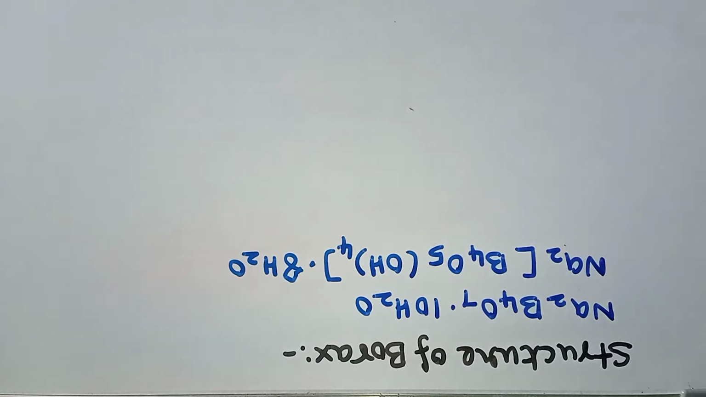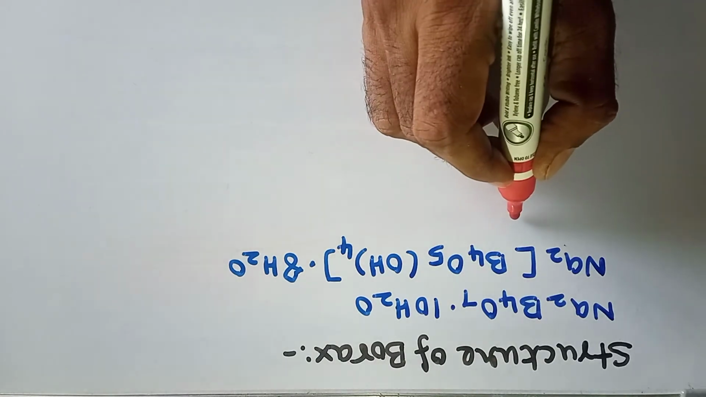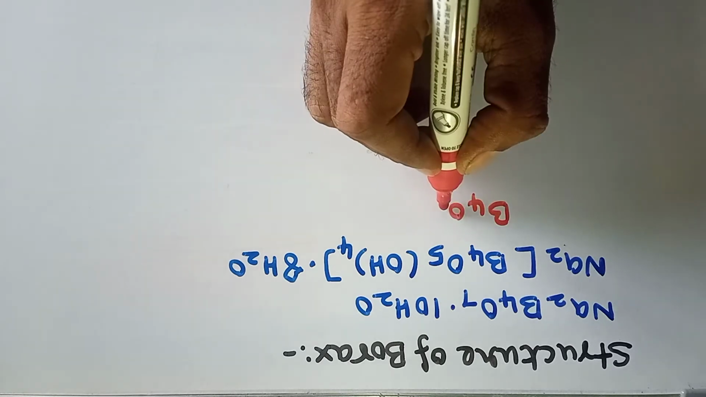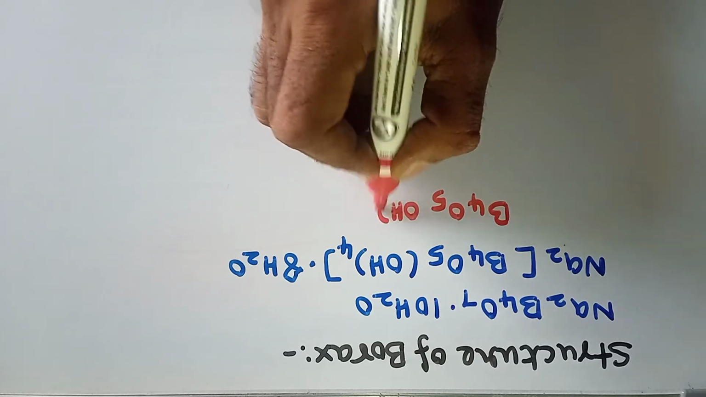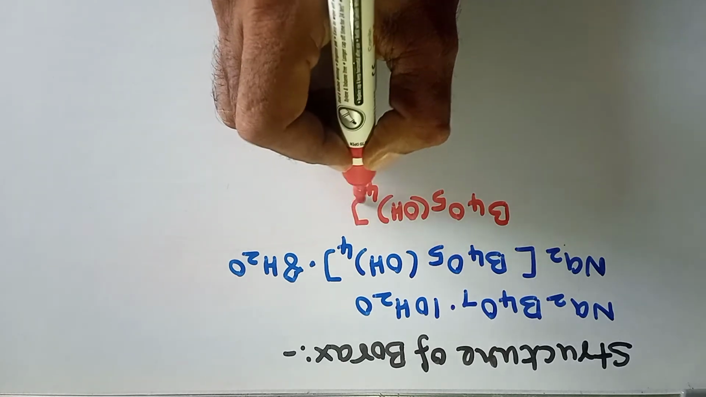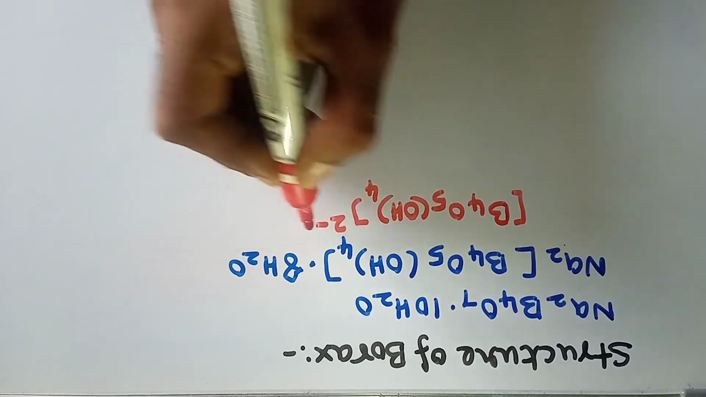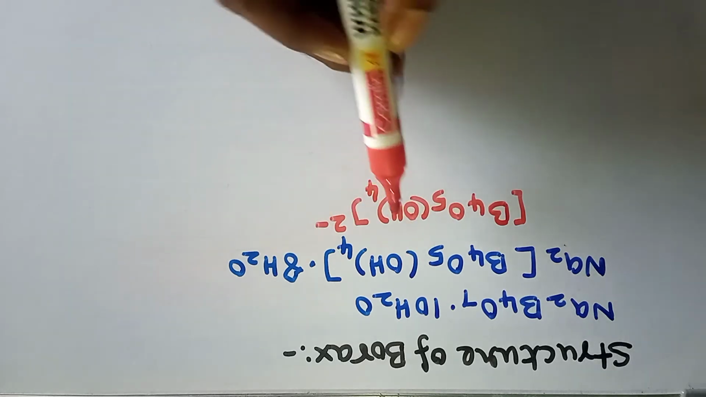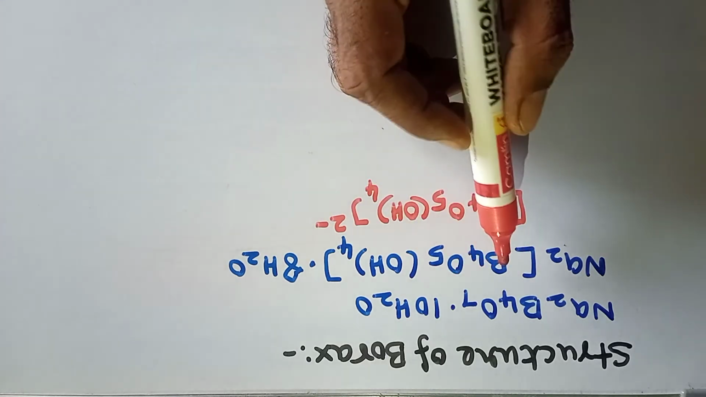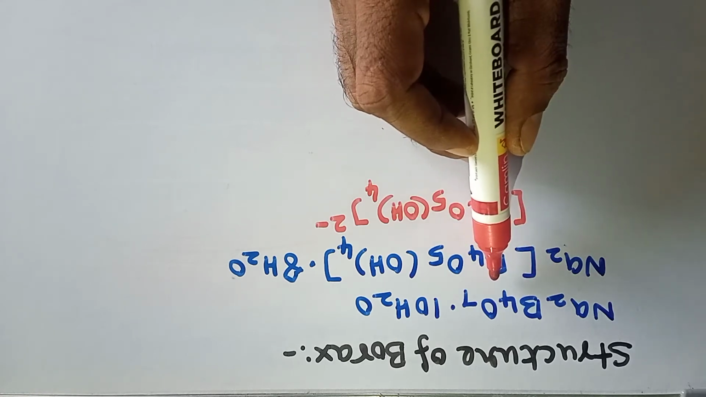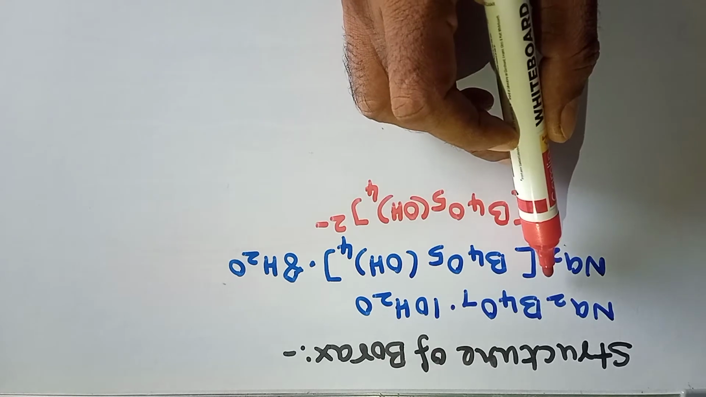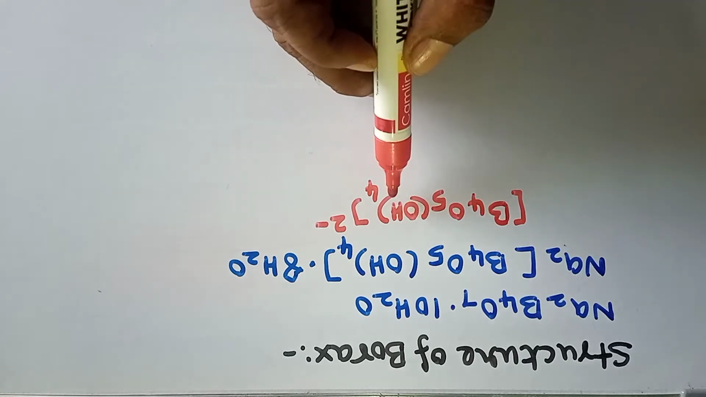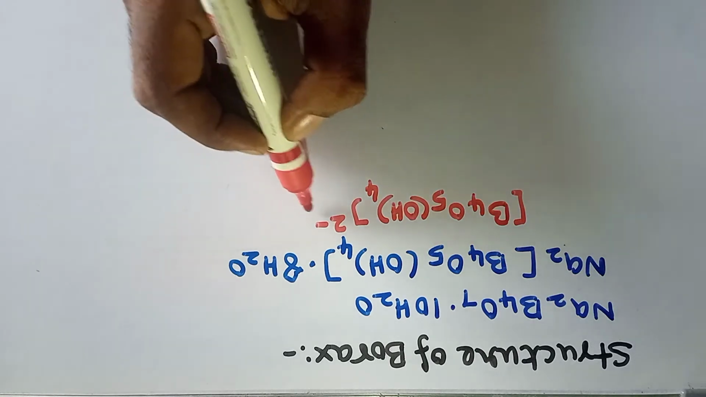It is also present as a tetranuclear unit. The boron is present as a tetranuclear unit, B4O5(OH)4 2-. It is an anion. So the chemical name for borax is sodium tetraborate decahydrate. This form, B4O5(OH)4 2-, is called the prismatic form.